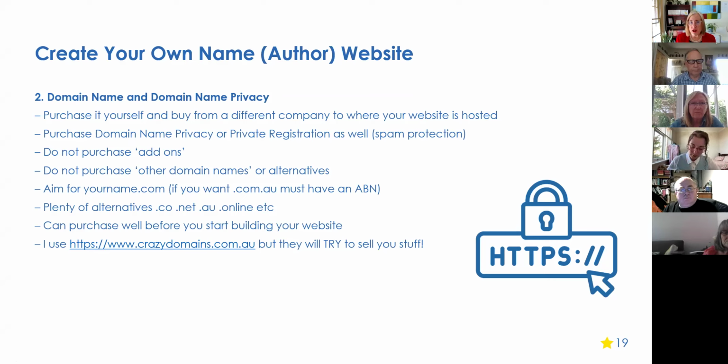And when you buy a domain name, they'll try and sell you SueEllson.com, SueEllson.co.uk, SueEllson.com.au, SueEllson.net. They'll try and sell you all the other versions. You don't need them. You just need one. And there's no point purchasing all those others.